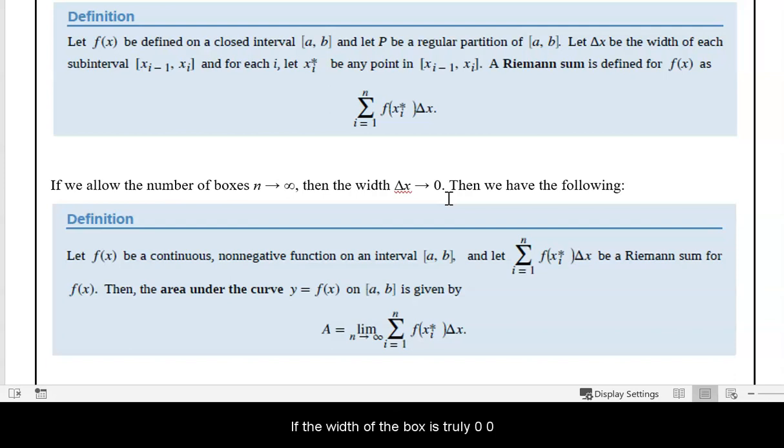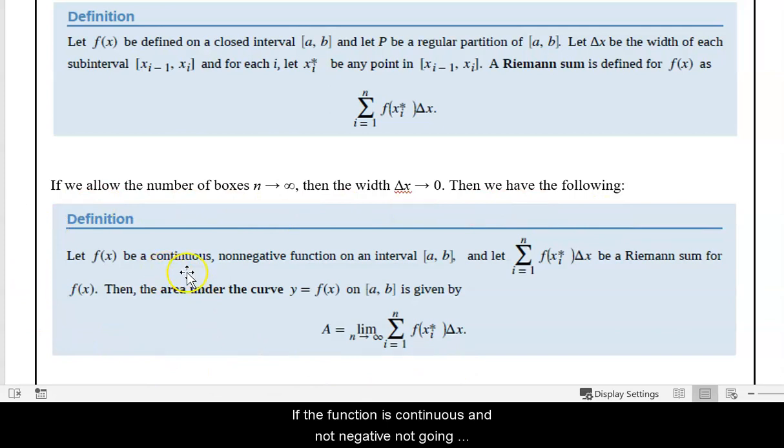If the width of the box is truly 0, 0 times any height is going to be 0. However, this is a limit, and the idea is you let it get very, very close. And if you do that, you get a better and better approximation of the area under the curve. This is the meaning of the last definition you see here at the bottom of the page.